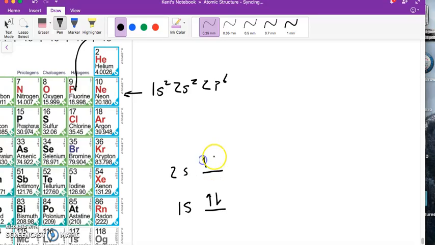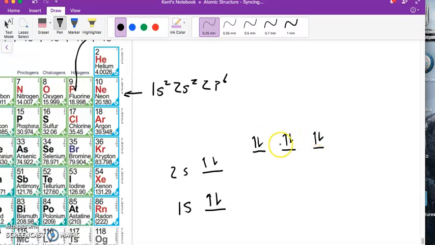One spins up, one spins down. 2p is at a slightly higher energy level than 2s, but not up to where 3s is. And there are 3 orbitals in that. 1, 2, 3. One's up, one's up, one's up, one's down, one's down, one's down.